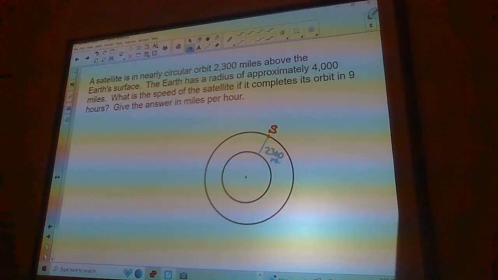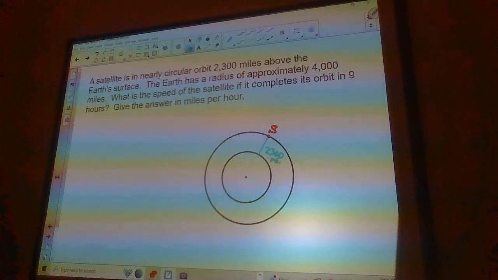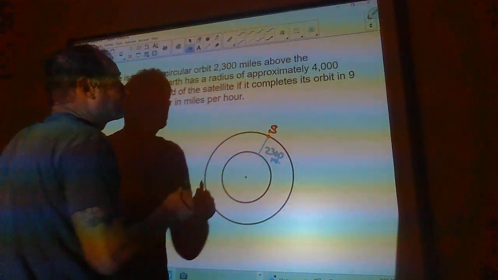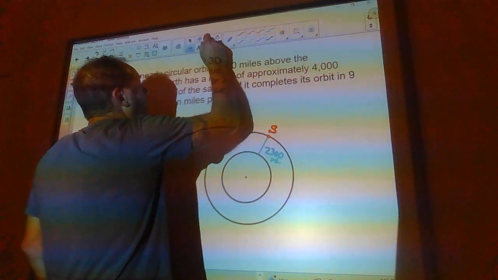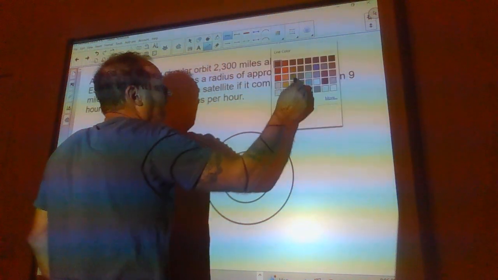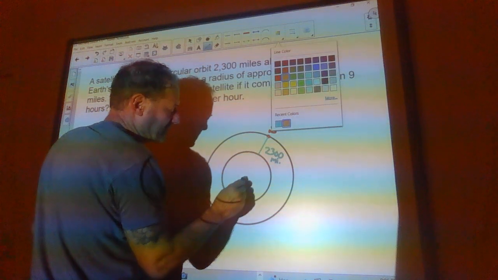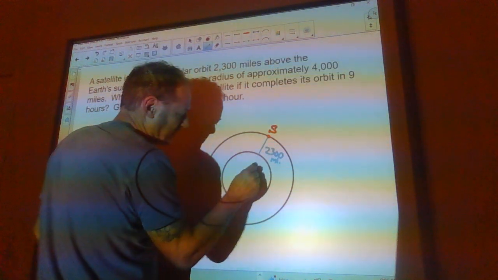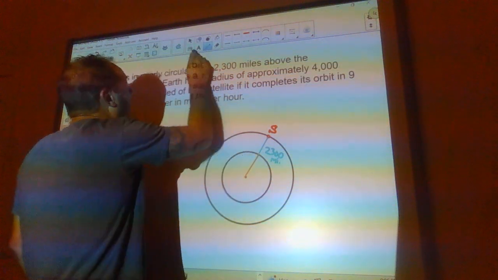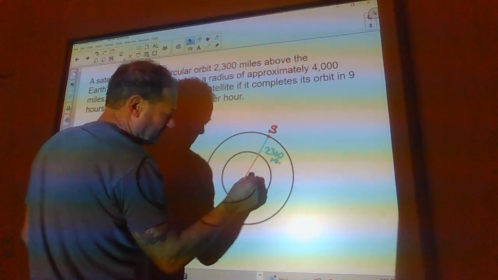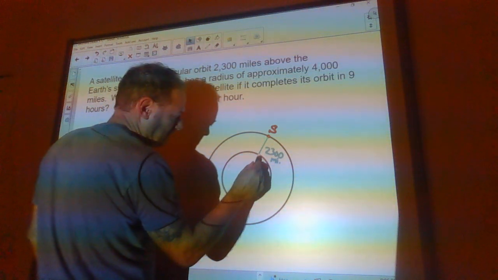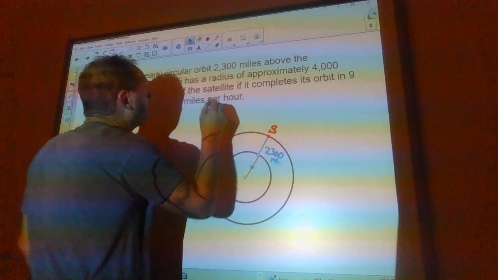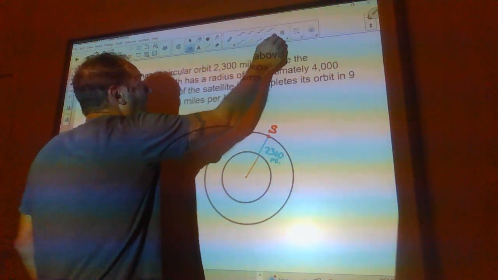Okay, so obviously this is way too big for the Earth. Well, maybe not. Okay, so the Earth has a radius of approximately 4,000 miles, so actually this is a little bit small. So if we went ahead and we put the radius of the Earth in here, that's going to be right there, and that's going to be 4,000.